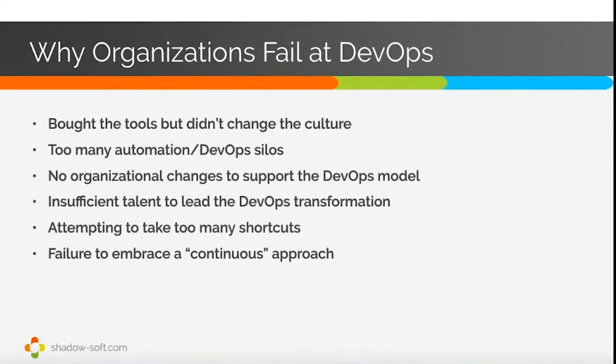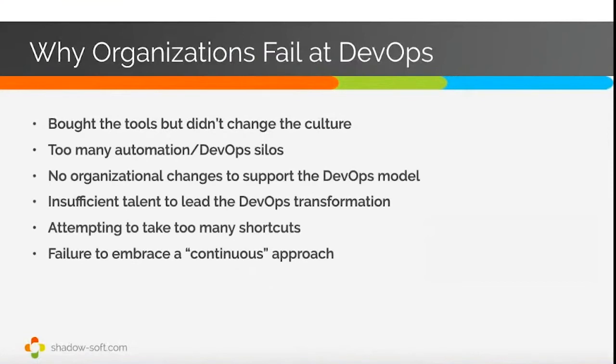Another reason why organizations fail is they fail to embrace a continuous approach. They might have great automation in each of the different areas that can be covered in a DevOps model, but if they don't bring those things together in an orchestrated manner, and it's manual intervention between the steps, like putting my code in place and doing a build, and all my builds are manual, that failure to embrace the continuous approach breaks down DevOps.